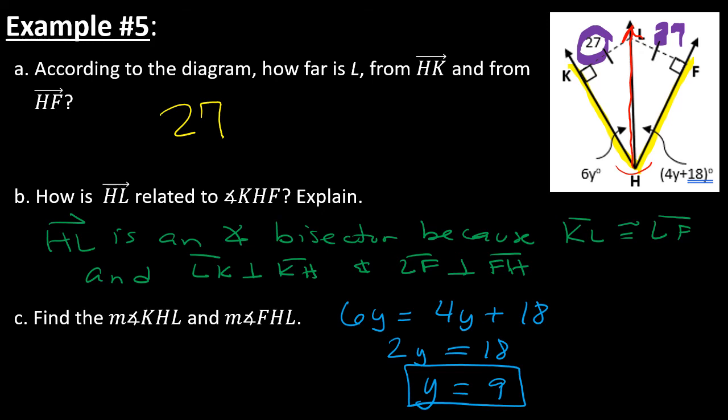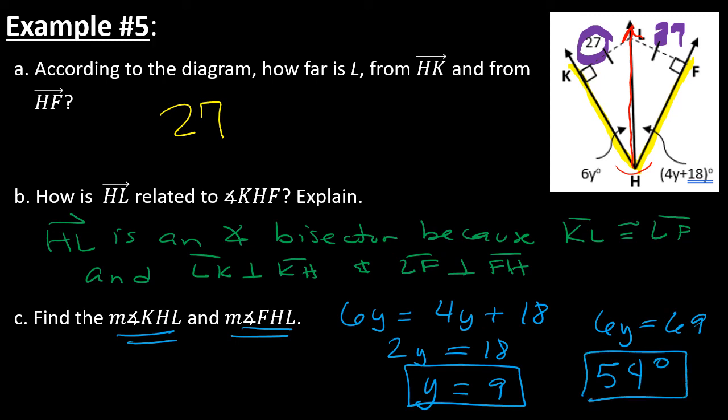Oh, like I did not on part C, because I got y is 9, and now that I look at this, fatal mistake, forgot to plug it back in. So 6 times y equals 6 times 9, so that angle measure is actually 54 degrees. Whew, good thing I caught my own mistake.